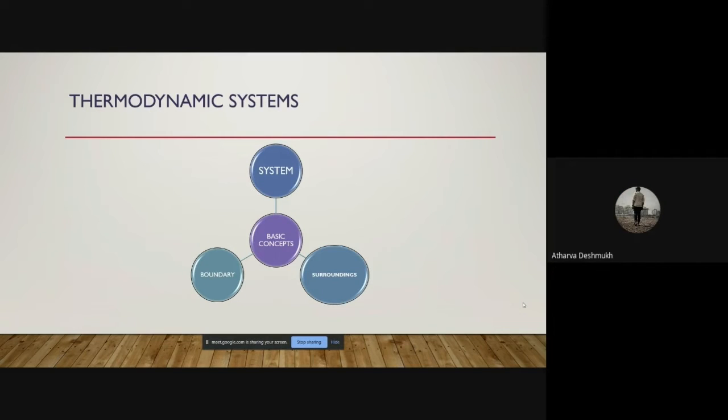Good morning. Let us first know something about the thermodynamic system. But before that, we should all know some basic concepts of a thermodynamic system. It is basically divided into three parts: system, boundary, and surroundings.